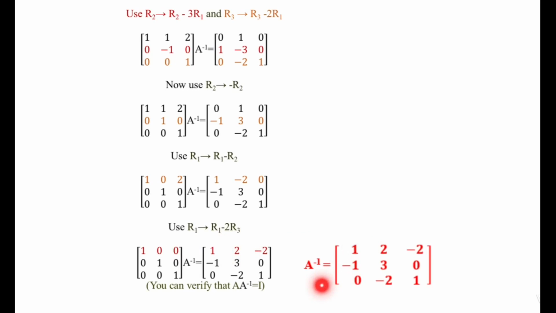So you will get A inverse as the elements of the first row 1, 2, -2, the elements of the second row -1, 3, 0, and the elements of the third row 0, -2, 1. So in this way you can solve the given questions.